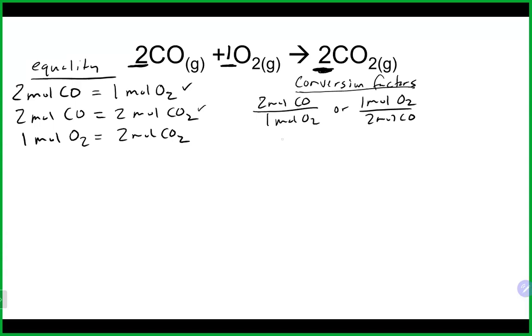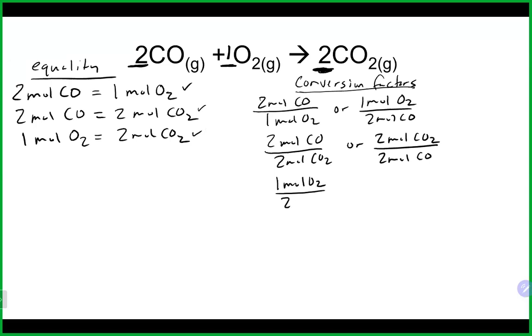We come to this equality, we could have 2 conversion factors, 2 moles of CO over 2 moles of CO2, or we could flip it around, 2 moles of CO2 up on top and 2 moles of CO on the bottom. And lastly, for this guy, we could go 1 mole of O2 over 2 moles of CO2, or 2 moles of CO2 up on top and flip it around there, 1 mole of O2. So from this one balanced equation, we actually have available to us 6 different conversion factors that we could use.